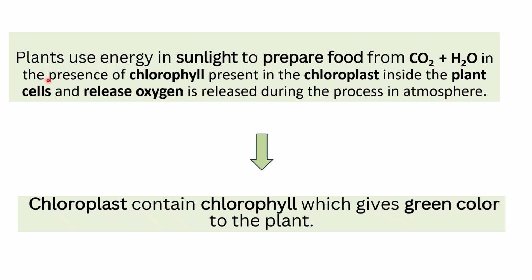And we all know that plants use sunlight to prepare food from carbon dioxide and water, the raw materials, in the presence of chlorophyll, which is present in the green parts of the plant. This chlorophyll is actually present in the chloroplasts inside the plant cells, and oxygen is released during the process into the atmosphere. So chloroplasts contain chlorophyll, which is responsible for the green color of the plant.